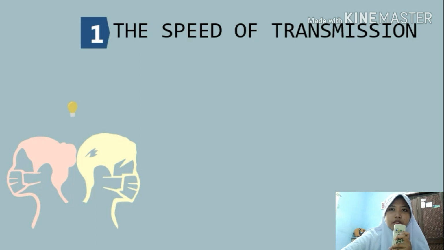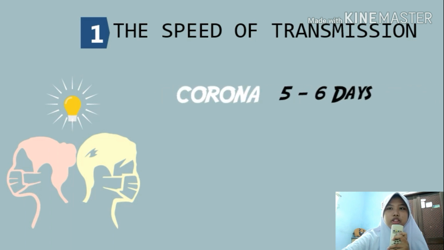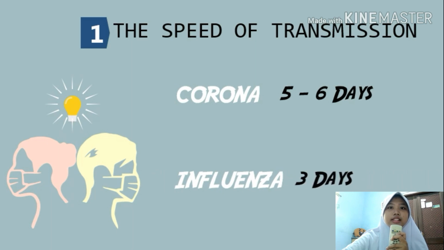Median incubation period is the time from infection to appearance of symptoms. Serial interval is the time between successive cases. The serial interval for COVID-19 virus is estimated to be 5 to 6 days, while for influenza virus the serial interval is 3 days. This means that influenza can spread faster than COVID-19.